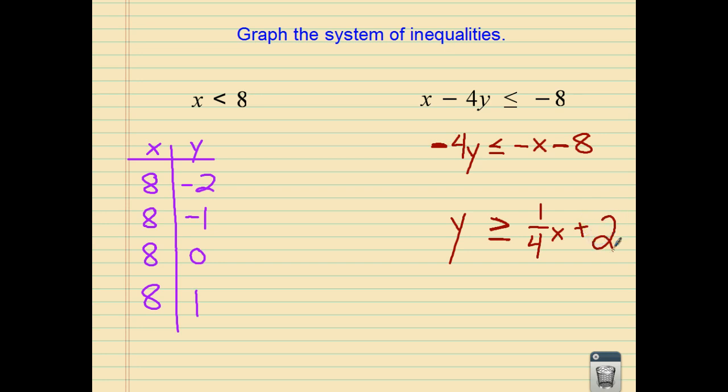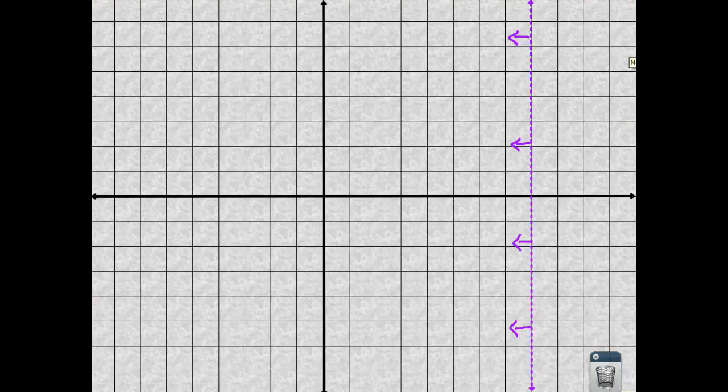All right, so now we can create a function table if you would like, but the other method I taught you is to just use your y-intercept and your slope to create your line. So let's do that, 1/4 x plus 2. So I can go to 2, that's my starting point, and do my slope of 1/4. Rise 1, run 4. 1, 2, 3, 4. Rise 1, run 4. 1, 2, 3, 4. Rise 1, 1, 2, 3, and 4 is going to be over here.